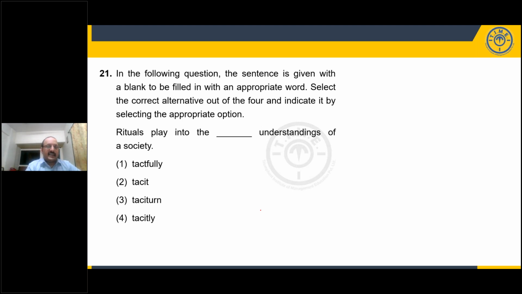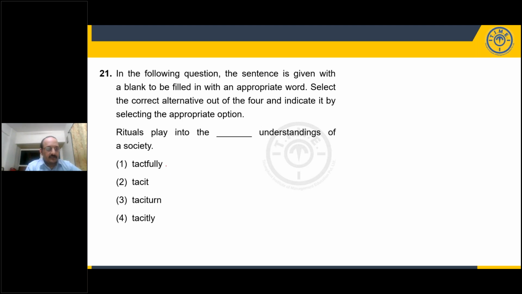Rituals play into the dashed understandings of a society. So rituals basically are like puja path and so on. Each religion has its own rituals. So rituals are basically very deeply rooted in any society, right? Based on the religion and culture that the society follows.